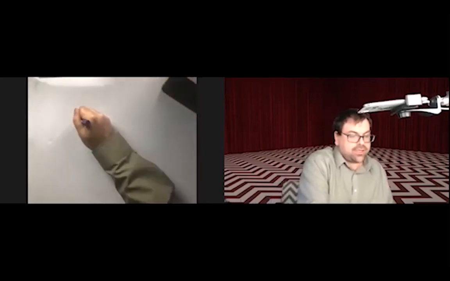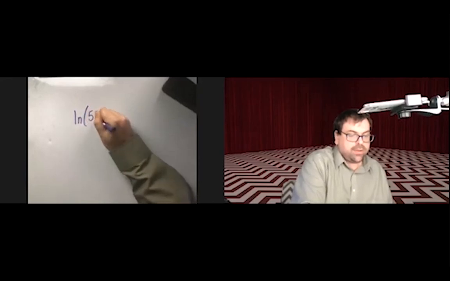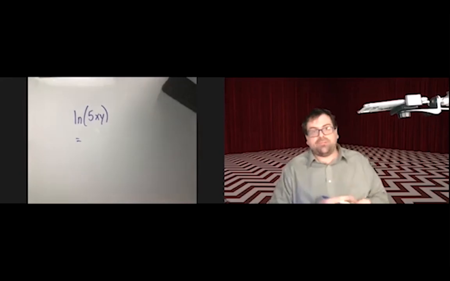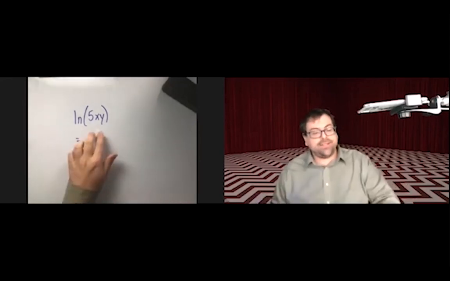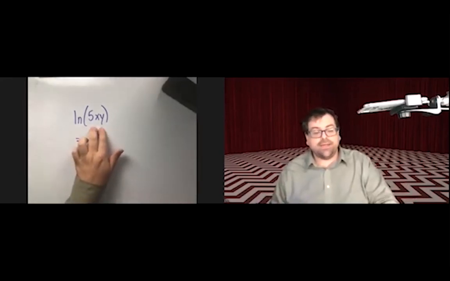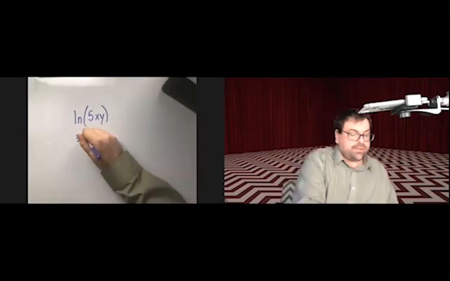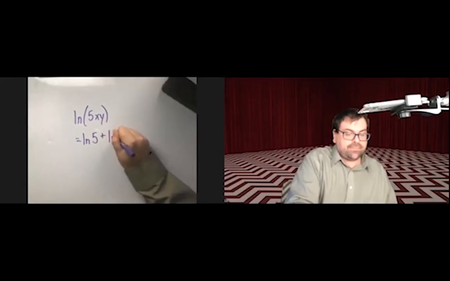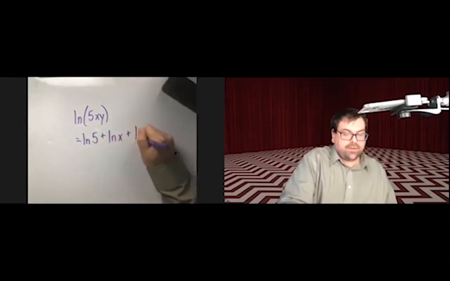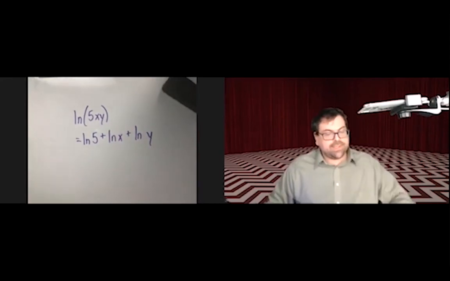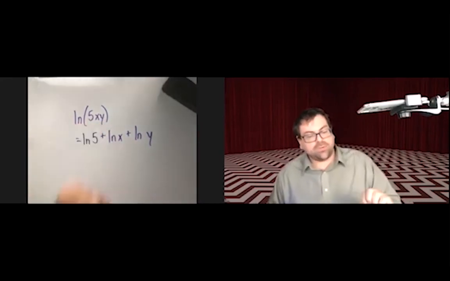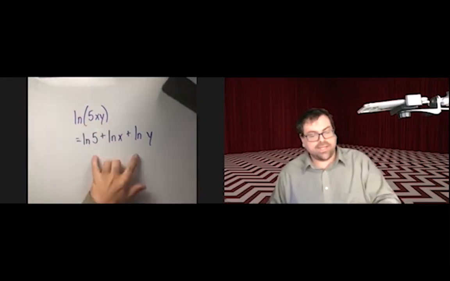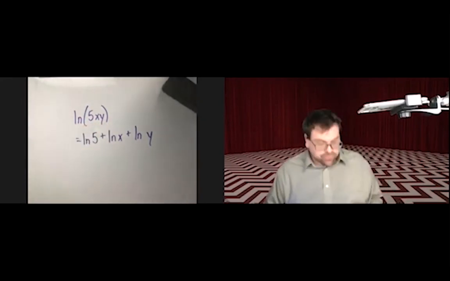What if we had the natural log of 5xy? Well, this property can be extended. This is 3 things multiplied together. So it's going to be 3 logs added together. It's the natural log of 5 times x times y. So that's the log of 5 plus the log of x plus the log of y. In this case, we were using the natural log.